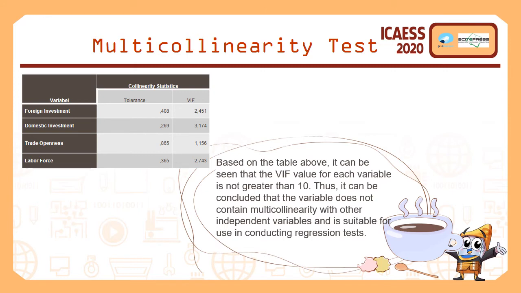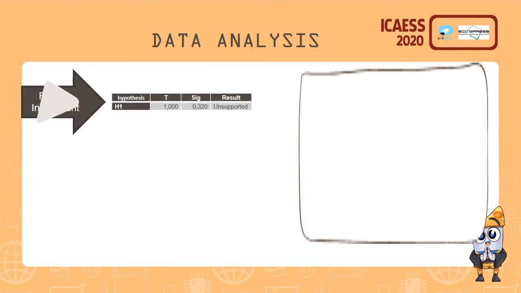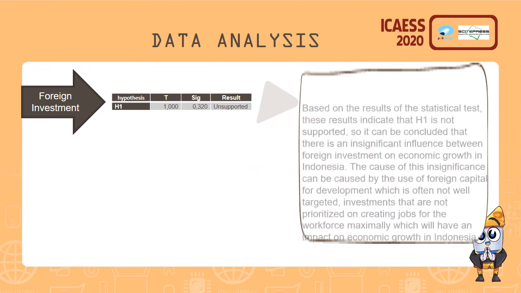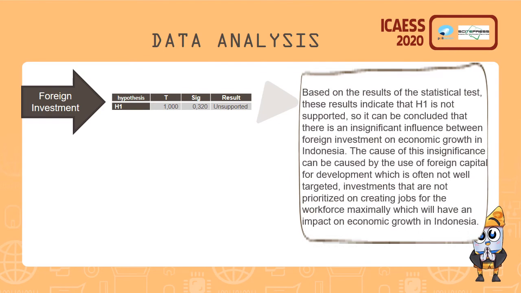Based on the table above, it can be seen that the VIF value for each variable is not greater than 10. Thus, it can be concluded that the variable doesn't contain multicollinearity with other independent variables and it's suitable for use in conducting regression tests. Data analysis.